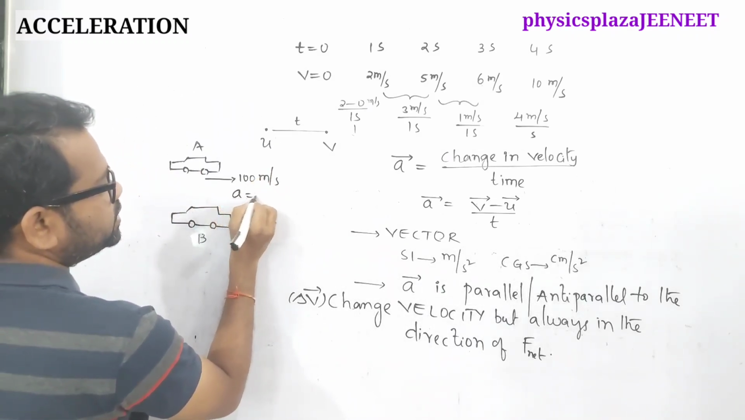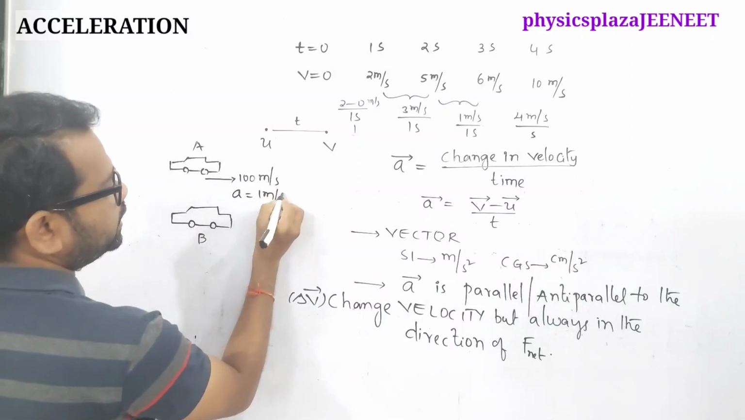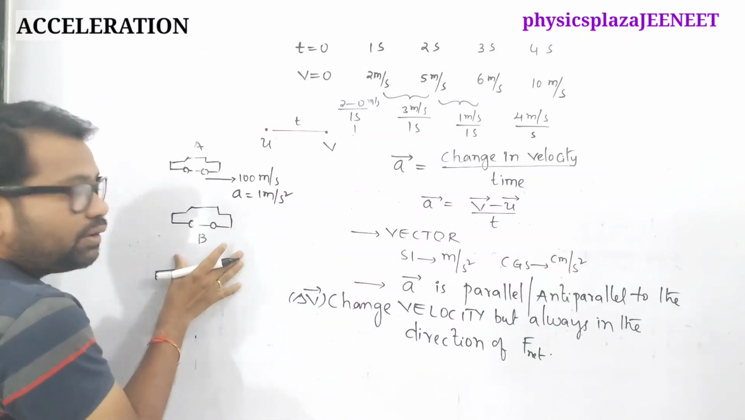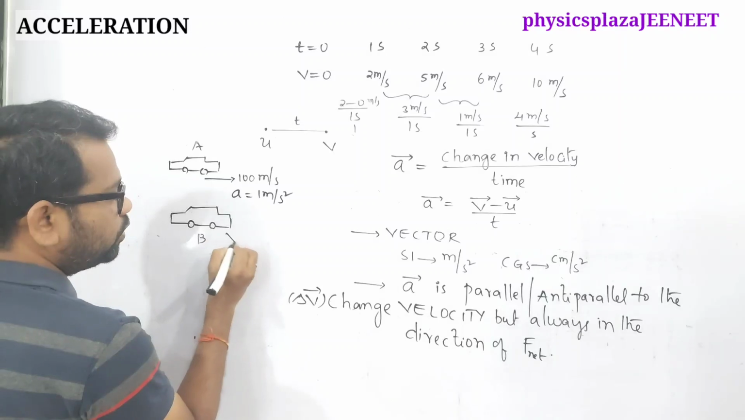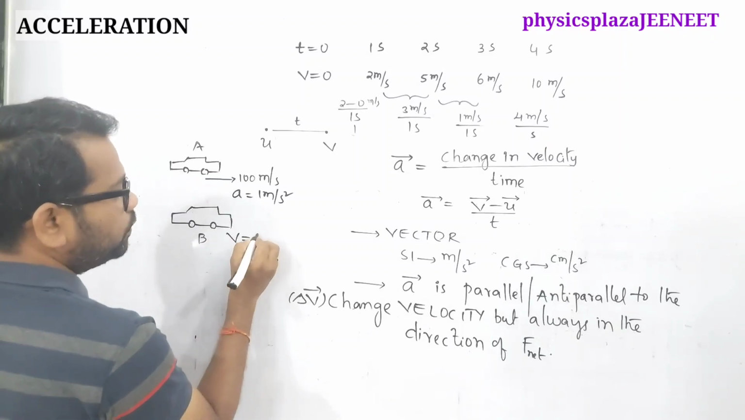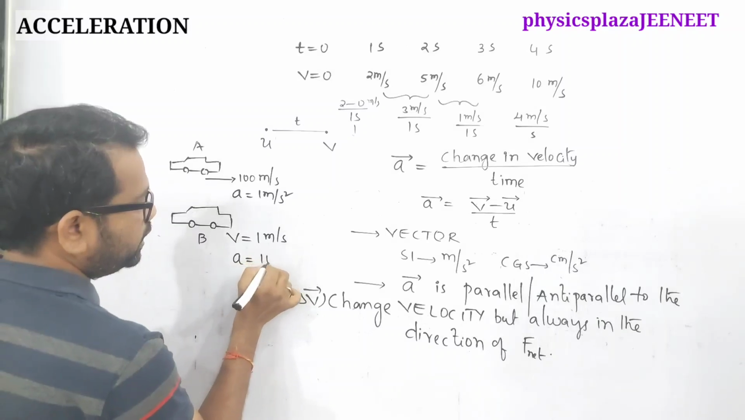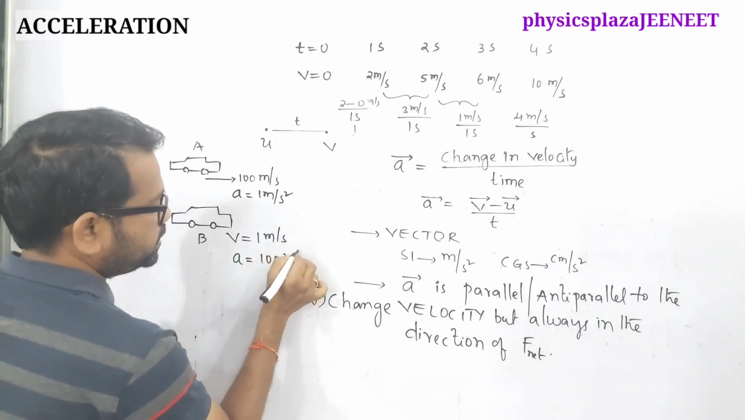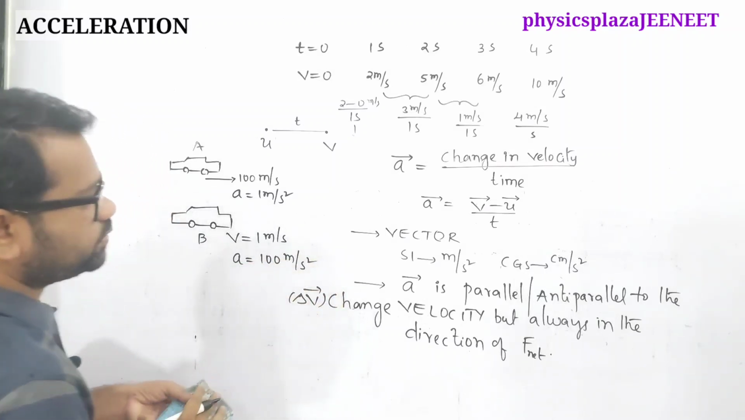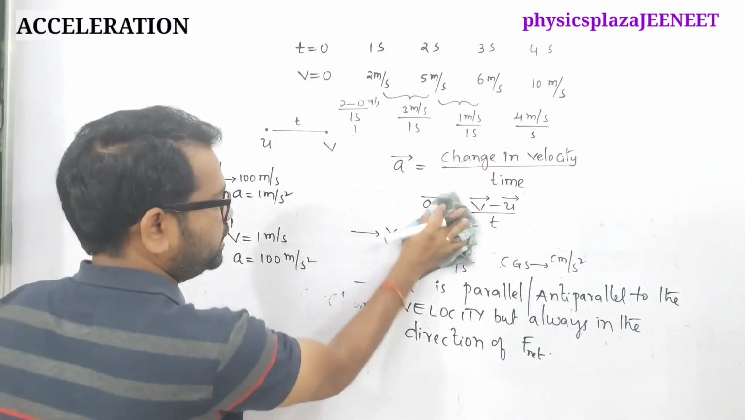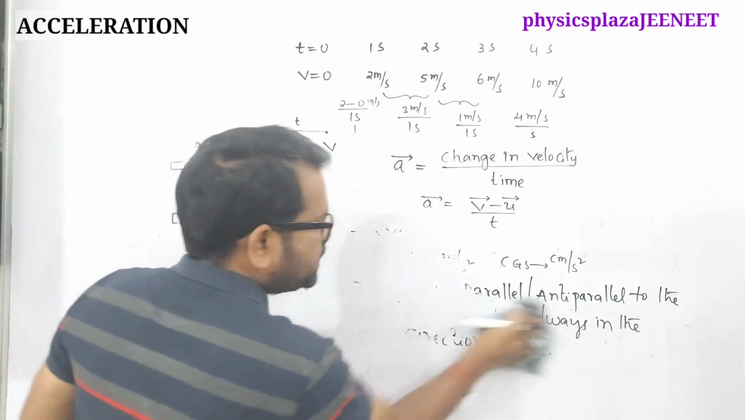So here it is 100 meter per second velocity, and the acceleration is 1 meter per second square. Let us say the second vehicle is moving with a velocity of 1 meter per second and acceleration of 100 meter per second square. Can I erase this, children? This part? Yes. So let us see the difference.